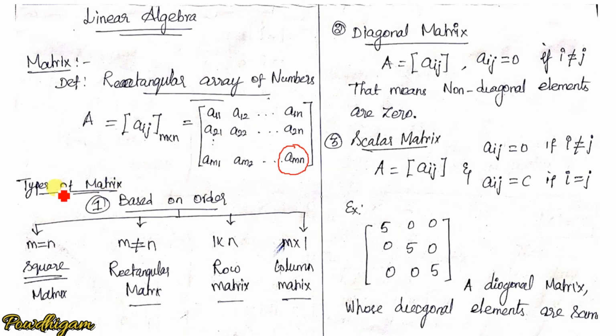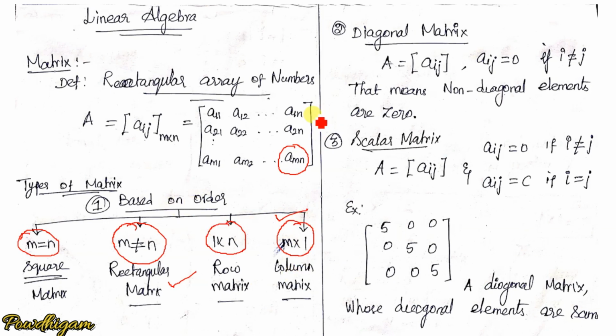Then, types of matrices. The types of matrix can be classified based on their orders. If we have m cross n with an equal number of rows and columns, then that matrix is called a square matrix. If m is not equal to n, that means the number of rows is not equal to the number of columns, then that matrix is called a rectangular matrix. A 1 cross n matrix, that means one row and multiple columns, is called a row matrix. And an m cross 1 matrix, that means one column and multiple rows, is called a column matrix.